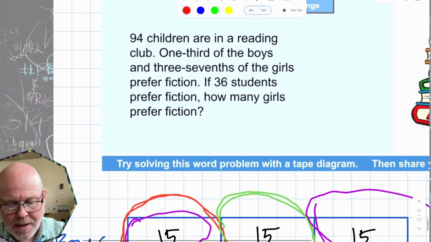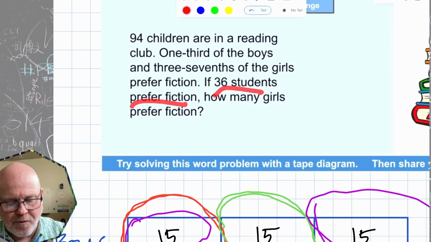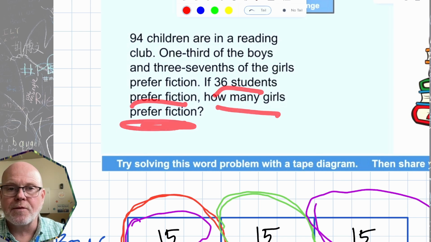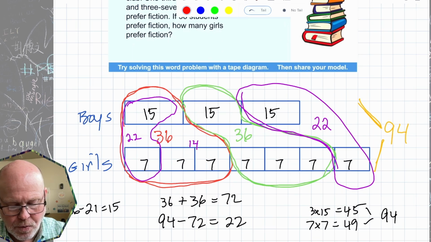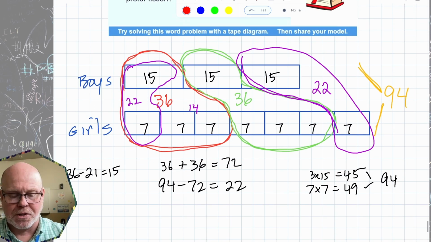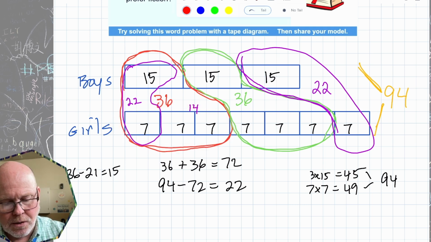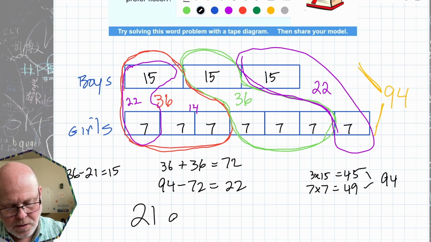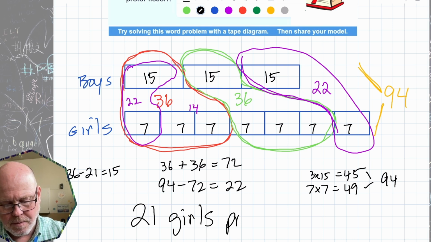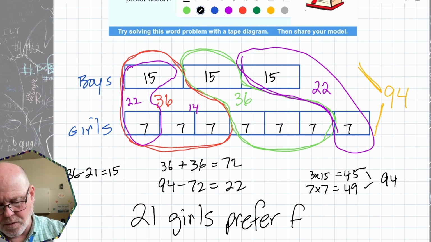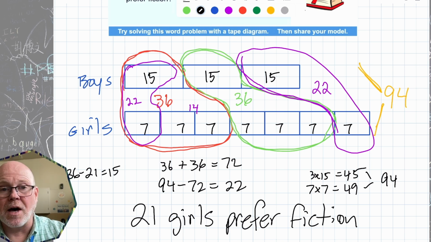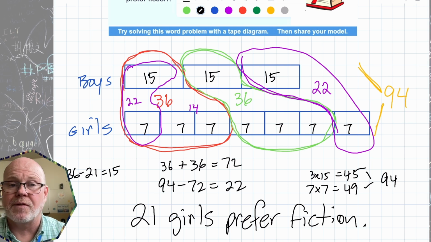It says, if 36 students prefer fiction, how many girls prefer fiction? So what we're asking out of this entire picture is just how many girls prefer fiction, and that's right here. So these 21 girls prefer fiction.